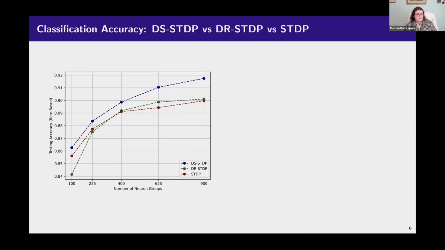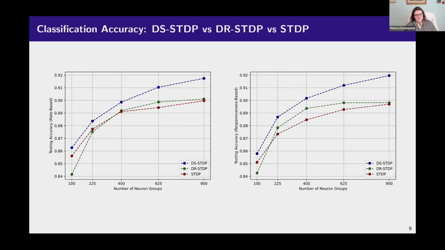And first, we wanted to look at just the rate-based classification accuracy, where the method we're introducing did perform the best across the 5 tested model sizes, or the 5 model sizes on which all of these approaches were tested. But we also see that as you get to larger models, DR-STDP also outperforms it. And this pattern persists when using responsiveness rather than rate as the basis for classification.